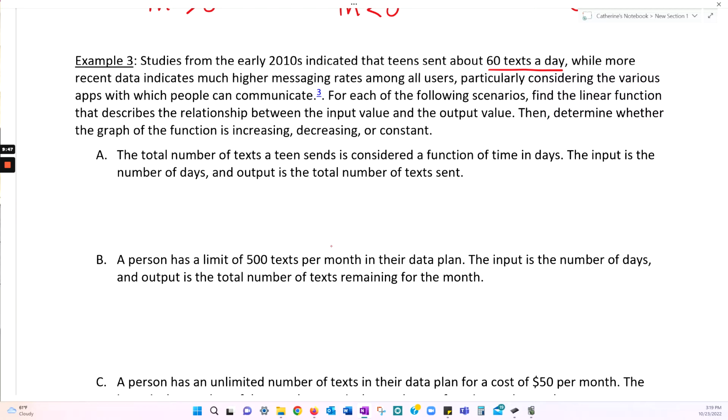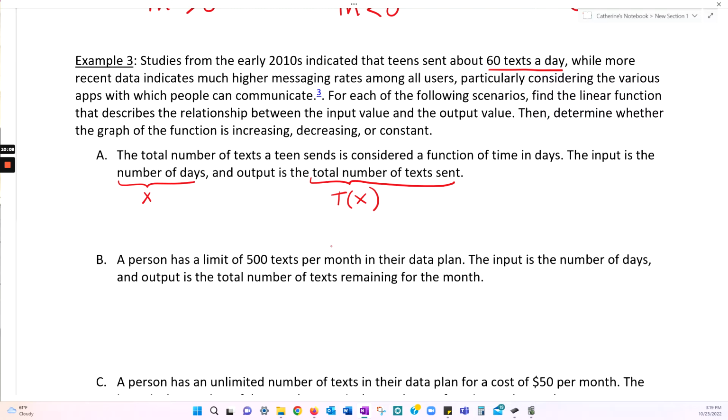The input is the number of days, so that's like our x. The output is the total number of texts sent. So I don't know, I guess I'll use T. You could just use f of x though. So the output is total number of texts sent. So I'm going to use T of x.